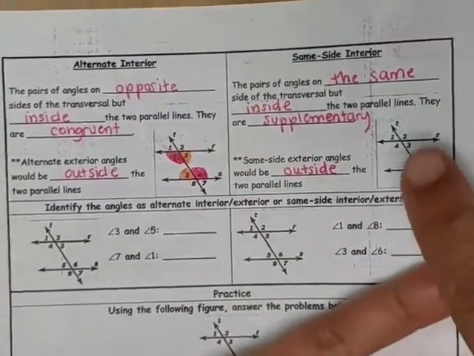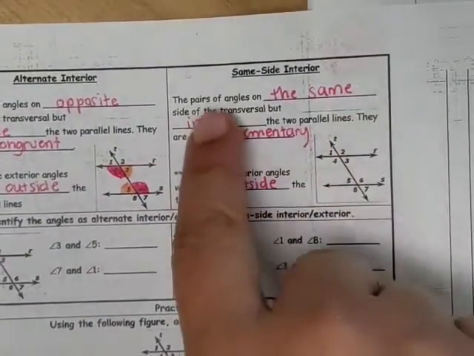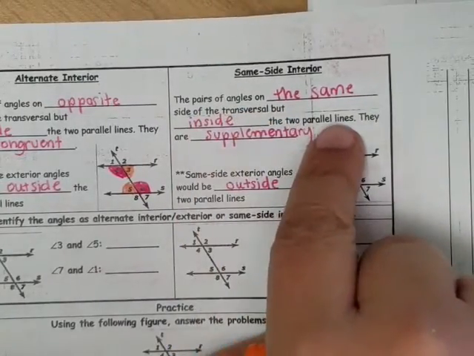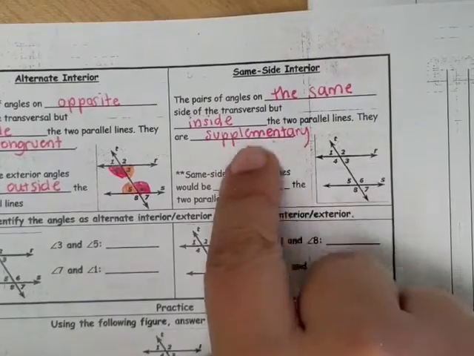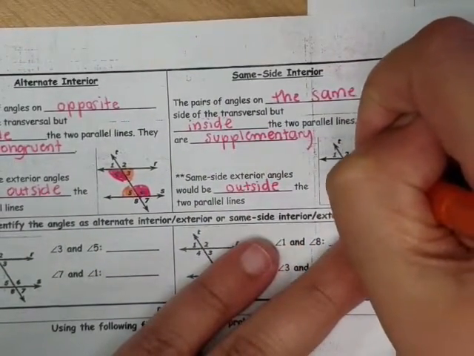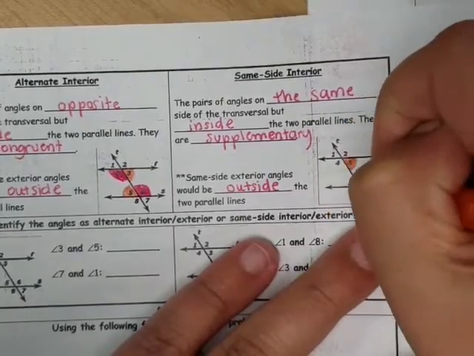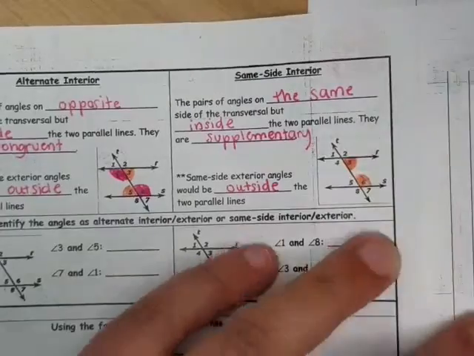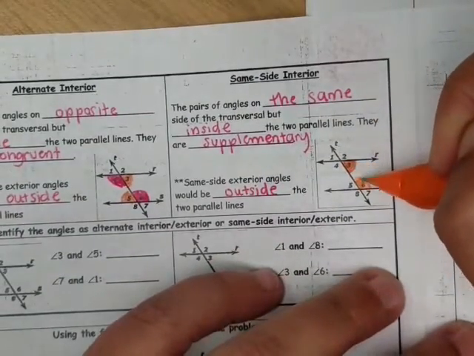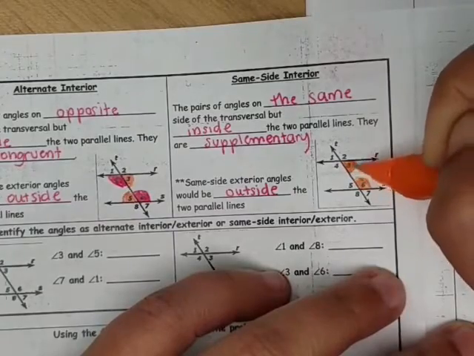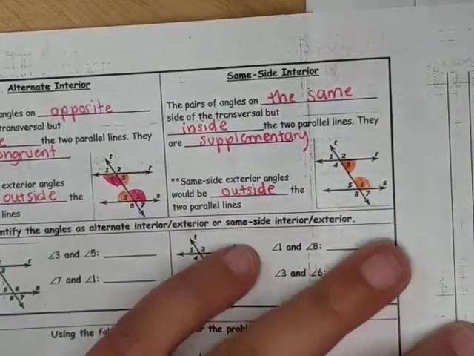Okay. All right. Same side interior is a pair of angles on the same side of the transversal, but inside the parallel lines. They are supplementary. So for example, 3 is a same side interior with 6, which means that if I add angle 3 with angle 6, it gives me 180 degrees because they're the same side of the transversal inside the parallel lines.